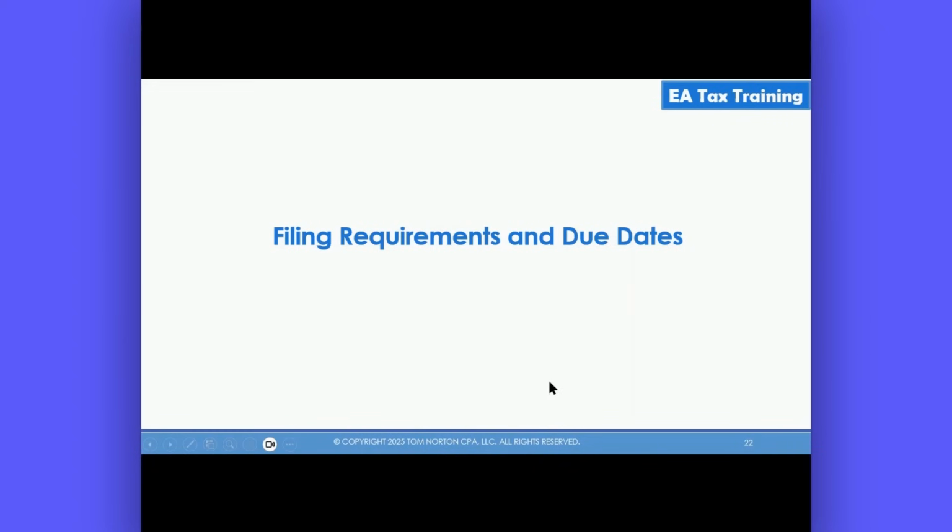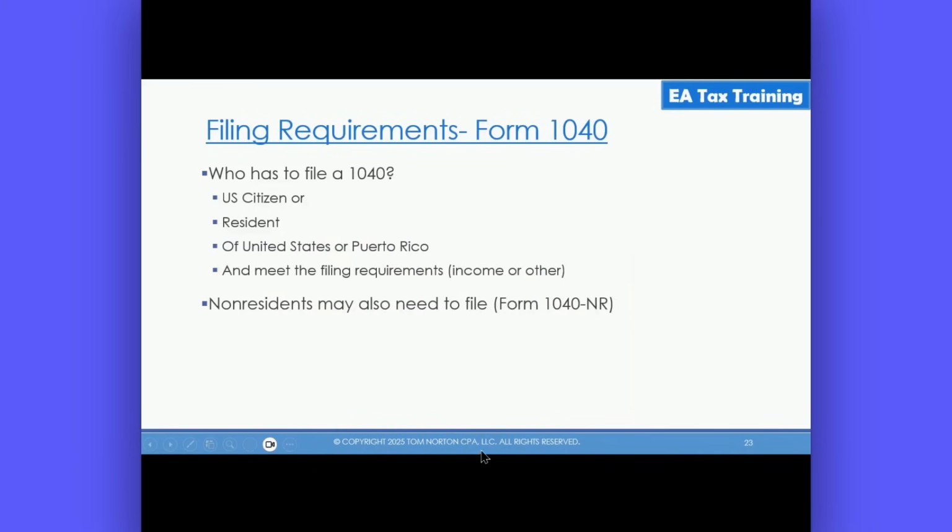So now let's talk about filing requirements and due dates. So who is required to file a return? So when we talk about this 1040, who needs to file it? Well, here it is. If you are a U.S. citizen or resident of the United States or Puerto Rico, and you meet the filing requirements, then you need to file a Form 1040. And the filing requirements are going to be based on income primarily or other. So there are some other things that, regardless of your income, you still have to file a 1040. But for most taxpayers, there are minimum amounts of income that you need to have before you need to file a tax return.